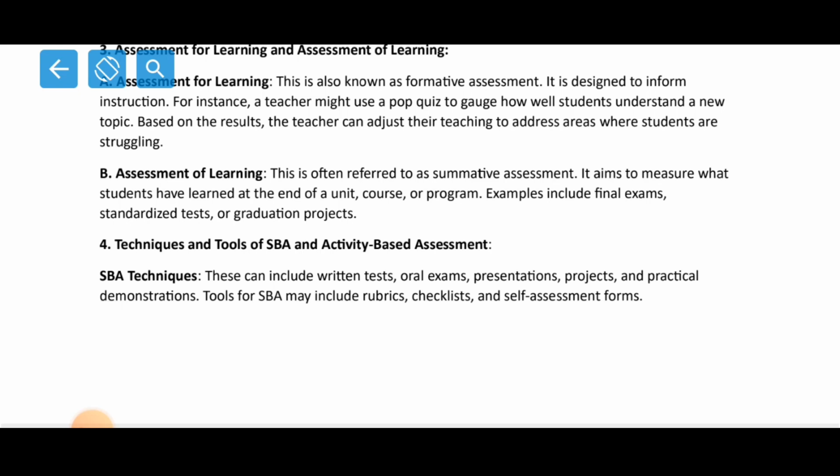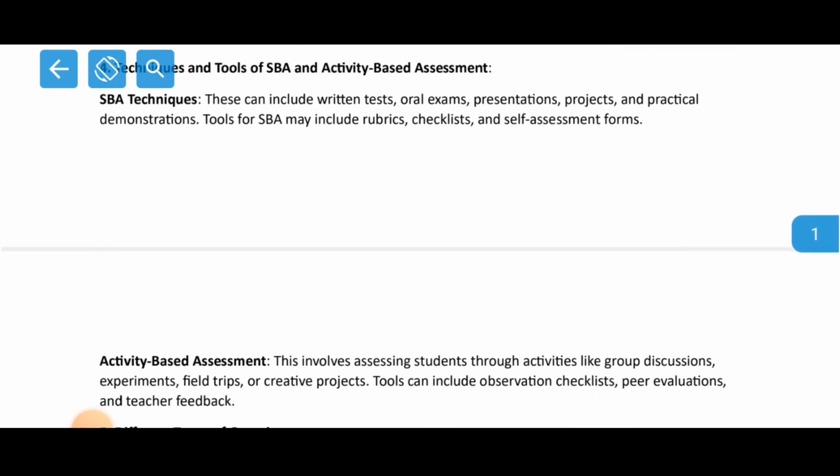So whenever you are asked about assessment of learning, you try to understand that it has something to do with summative assessment. So when a summative assessment is done, it is done at the end of a program. Suppose BSc, graduation, or DLED or B.Ed, the exams are conducted at the end of the semester, the exams are conducted at the end of the year. So those are examples of summative assessment, right? Final exams, it is given here. Then different types of standardized tests or graduation projects. So you understood this, right?